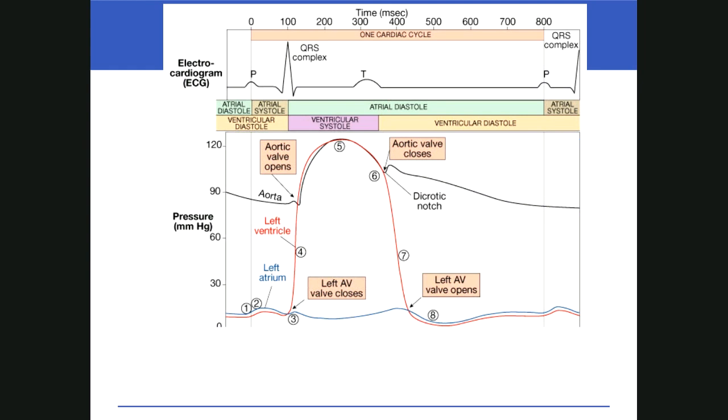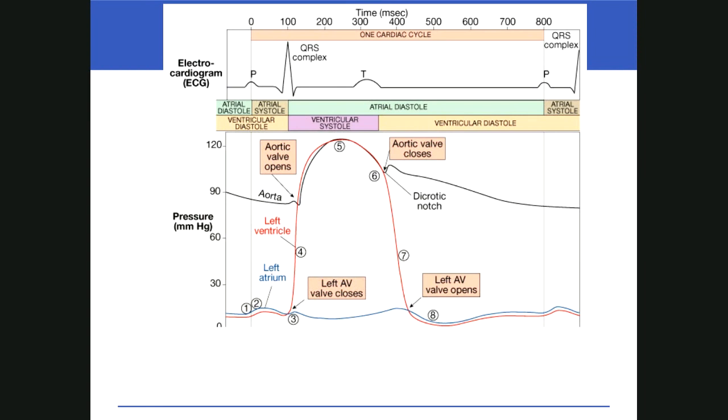So we've got 3 pressures. So what's the blue line? What pressure is that one? It's atrial pressure. What pressure is the red one? Ventricle pressure. What pressure is the black one? Aortic pressure. Exactly. So you can follow then what happens to the pressures in one beat.